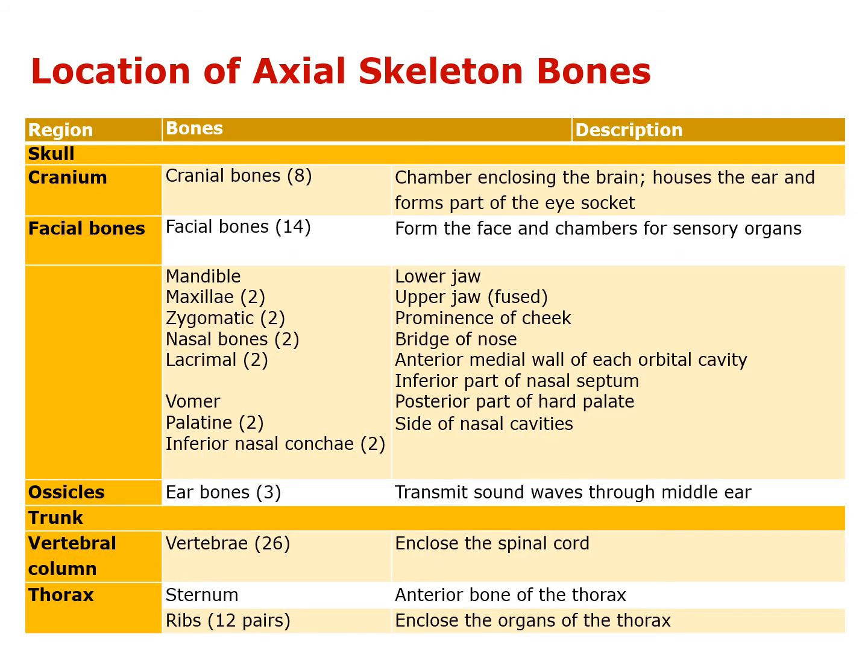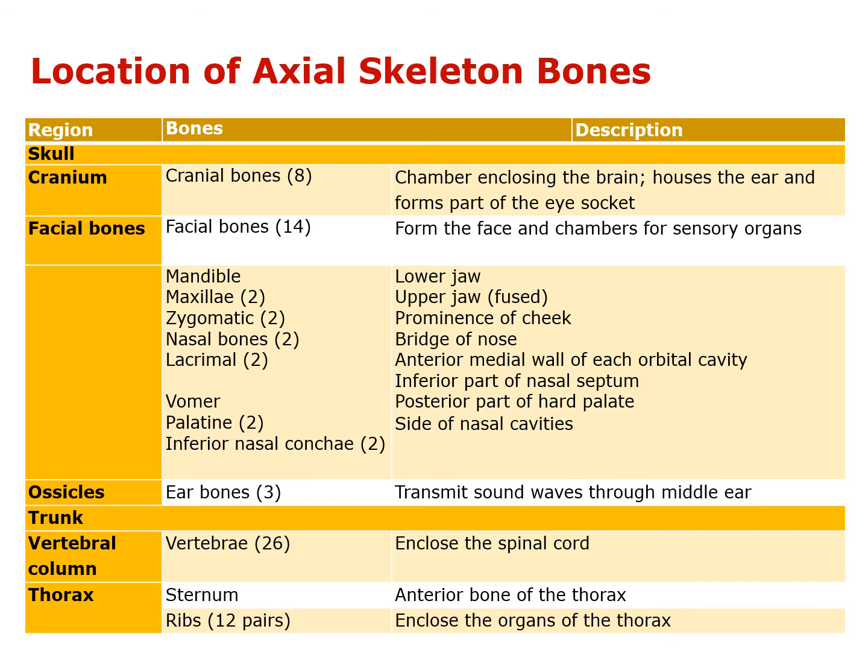So in your skull, you have your cranium, which is actually made up of 8 bones. The cranium is the chamber enclosing the brain. It houses the ear and forms part of the eye socket. Also in your skull, you have your facial bones. There are 14 facial bones, and they form the face and chambers for sensory organs.